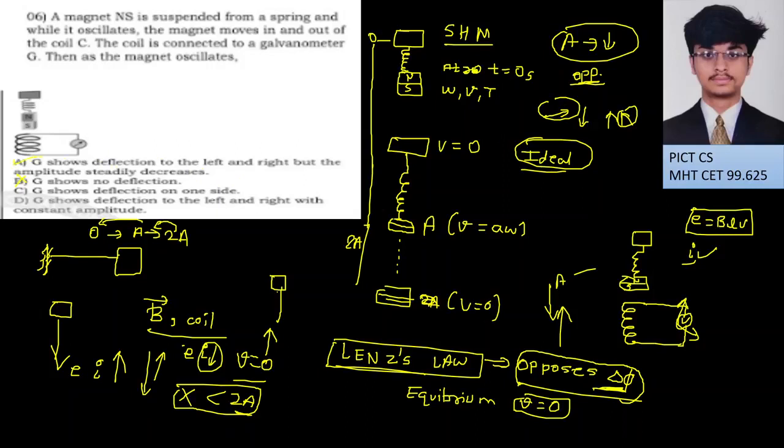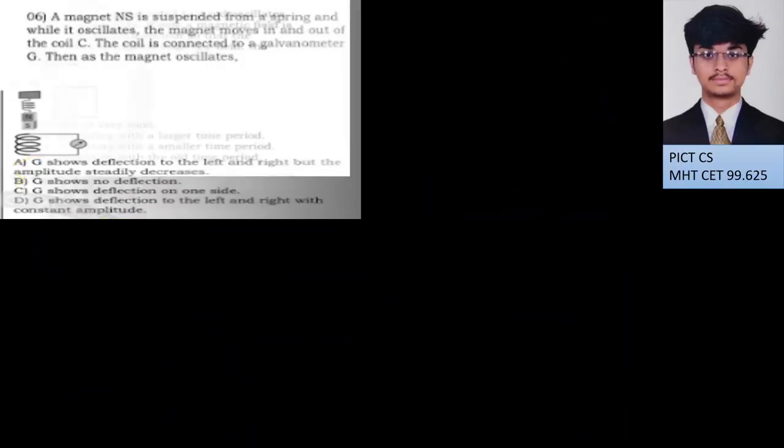Galvanometer shows no deflection to left and right, but amplitude steadily decreases. The important point is that amplitude steadily decreases. Energy dissipation is an important concept here. What will happen? Energy will get dissipated, so the amplitude will slowly reduce and become zero, and the system will be stable after some time. Alright, you get it? So for question number 2, we have the answer option number A.